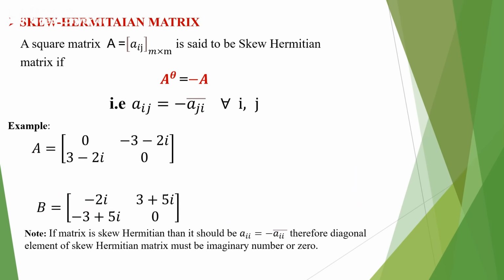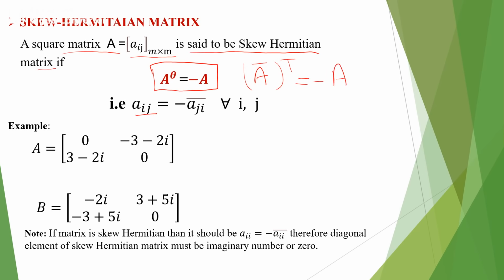Now what is a skew Hermitian matrix? A square matrix A of order m is said to be skew Hermitian if the conjugate transpose of that matrix is equal to the negative of that matrix. The conjugate transpose of that matrix, we again get minus A. Here a ij is equal to minus the conjugate of a ji. So these are the examples.